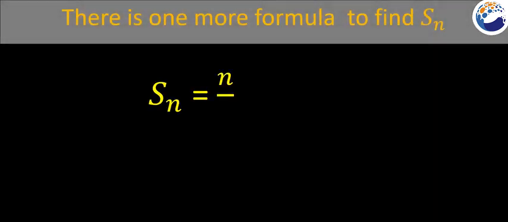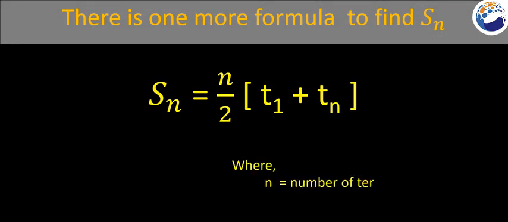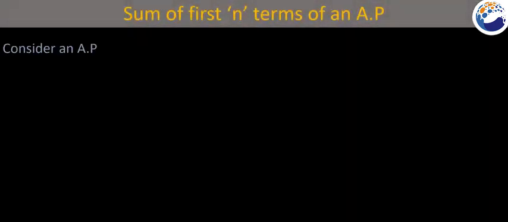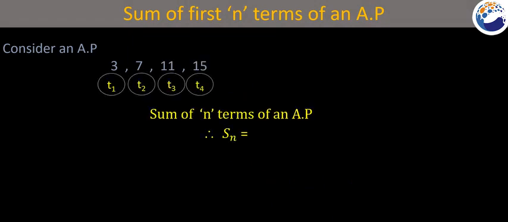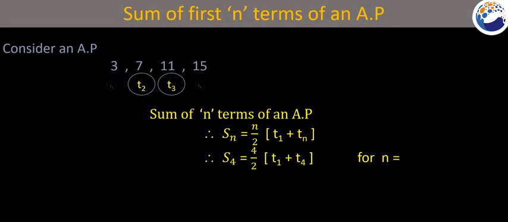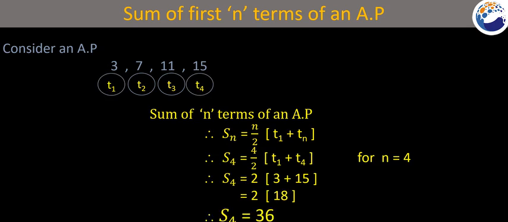There is one more formula to find Sn, and it is given by Sn is equal to n upon 2 into (T1 plus Tn), where n is equal to the number of terms, T1 is equal to the first term, Tn is equal to the nth term. Let us solve the previous AP by using this formula. Sn is equal to n upon 2 into (T1 plus Tn). Again we get S4 as 36. Formulas for Sn.